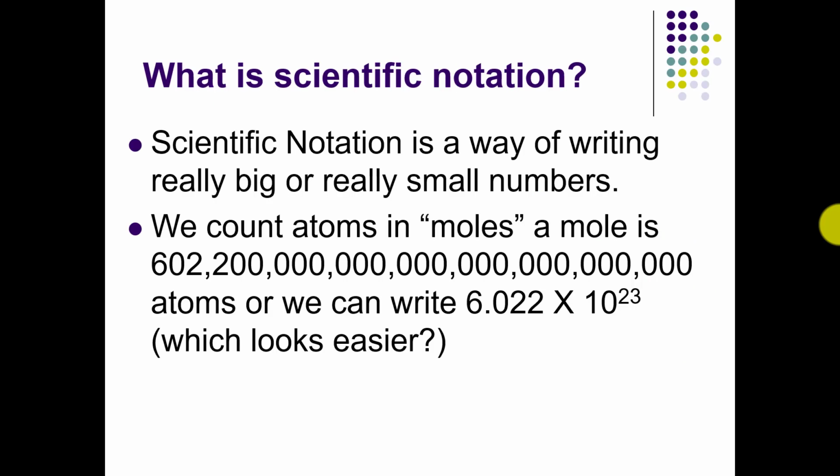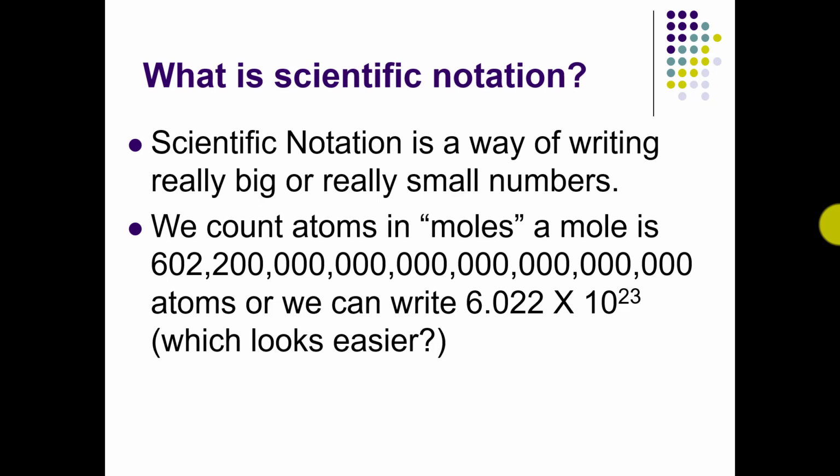Alright, so first, what is scientific notation? It is just a way of writing really, really big numbers, like the mole, or really, really small numbers, like the mass of an atom. We need these numbers because in chemistry we're dealing with very, very tiny things, or a whole lot of tiny things. And so these are really large numbers or really small numbers.